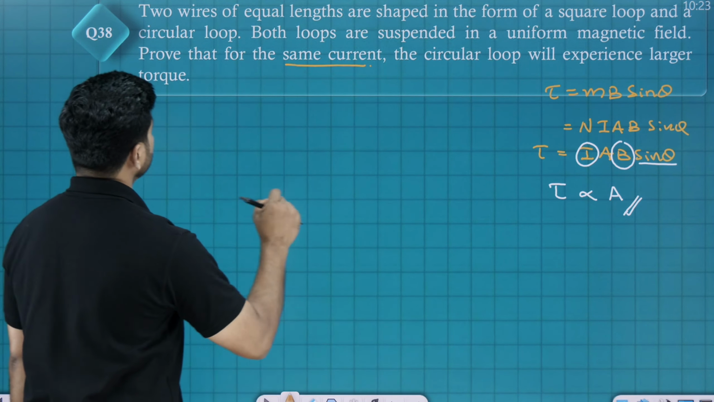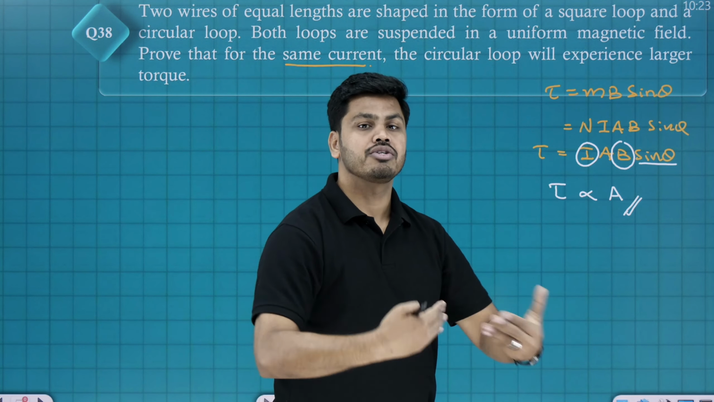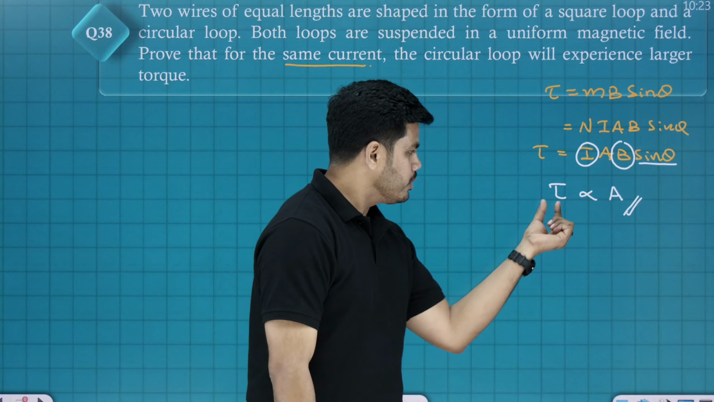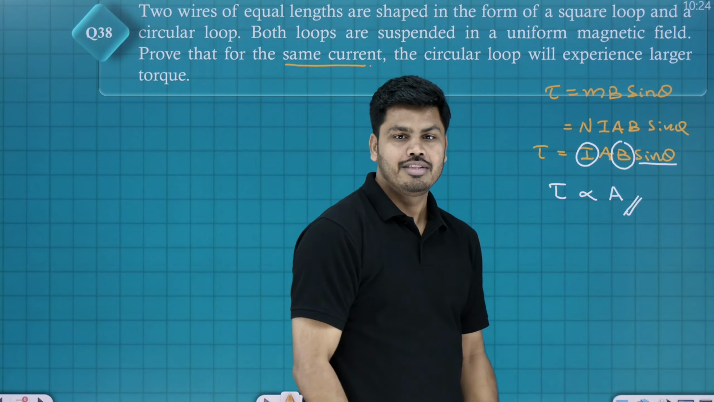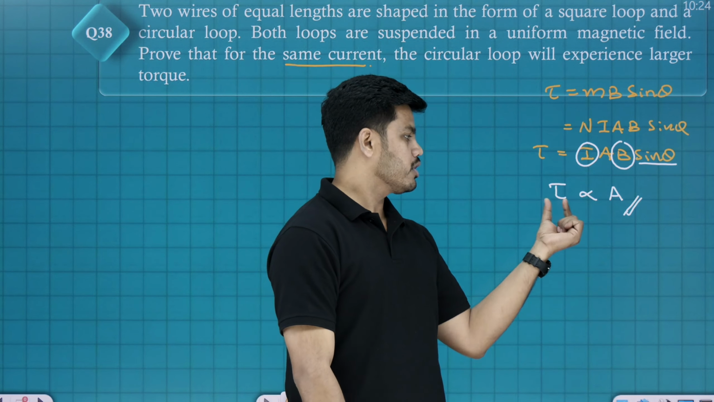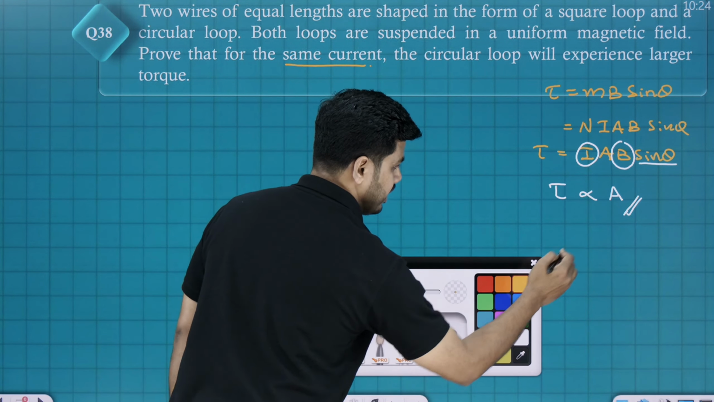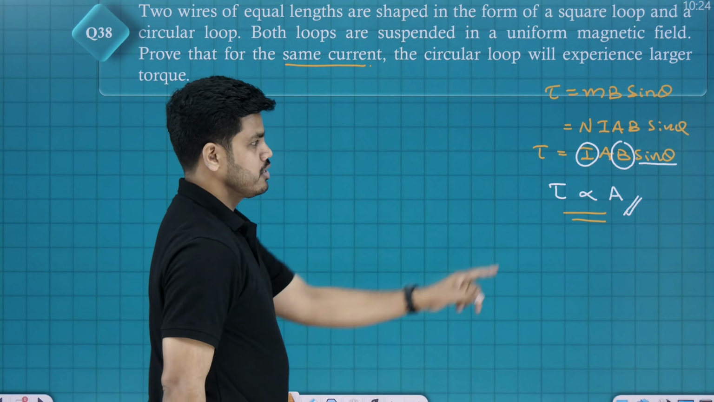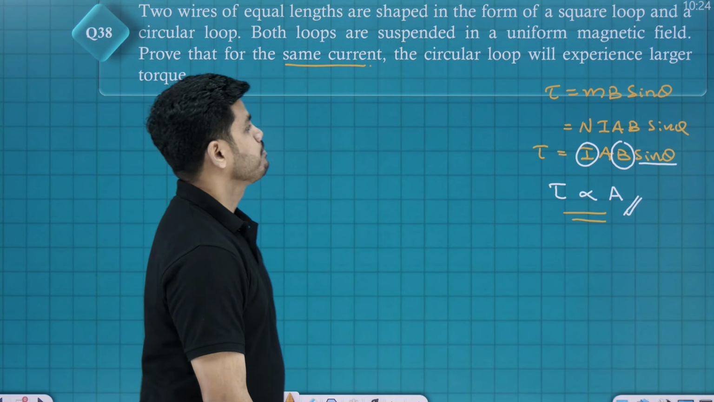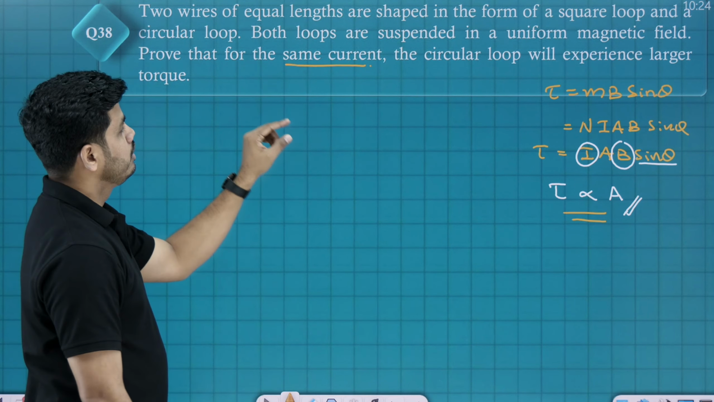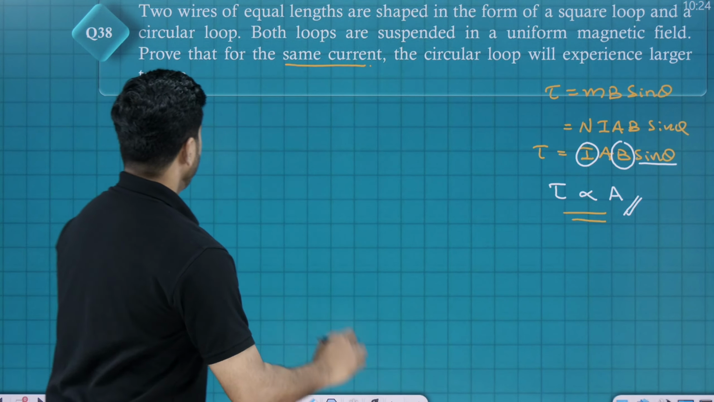Then you're asked to prove that for the same current, circular loop will experience larger torque. So if you want to show circular loop experiences larger torque, you have to just show it has more area than the square one. Okay, because torque is proportional to area. Yes, now let us come back to that area calculation. This is our conclusion, as I told you, from this one. Then we have to show more area for circle, then torque also will be more for circle because torque is proportional to area. Okay, now let us see.